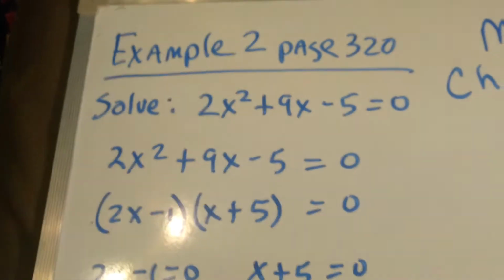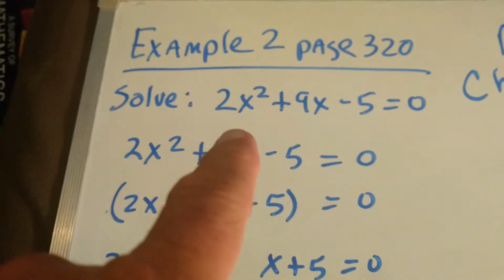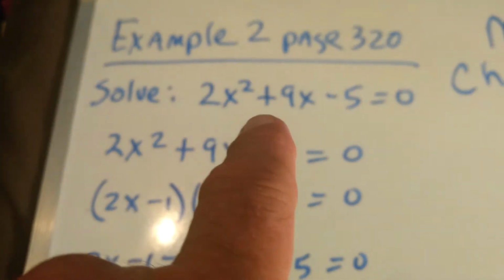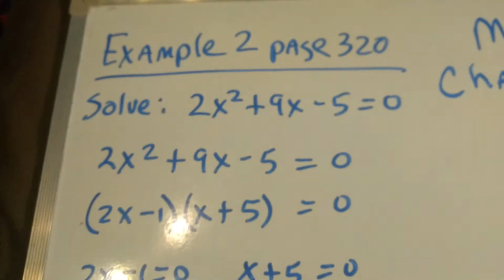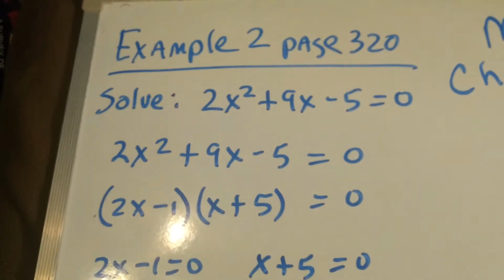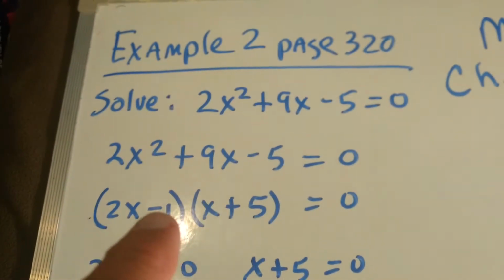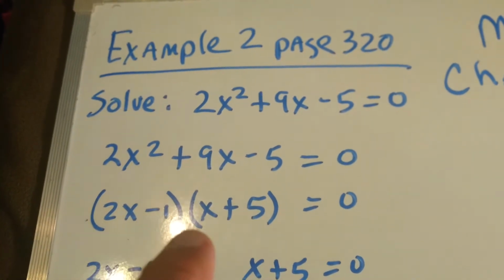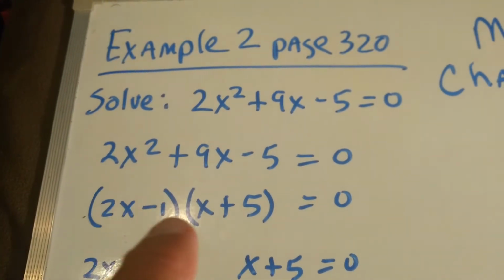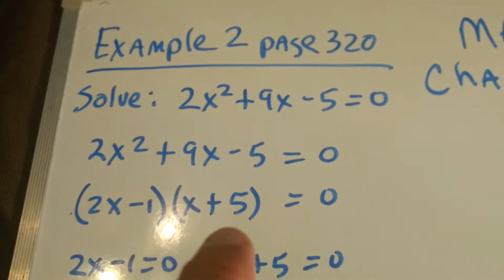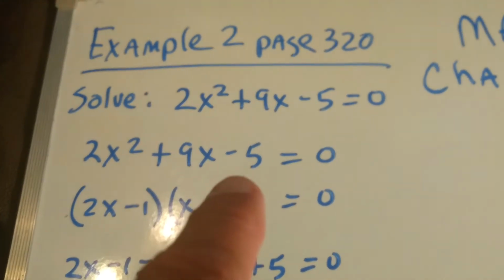This is example 2 on page 320. We have 2x squared plus 9x minus 5 equals 0. 2x squared plus 9x minus 5 is a trinomial, so we use the rules for trinomials. Because the last sign is a minus, we have opposite signs in the parentheses. We have 2x here and an x here. That gives us the 2x squared in the front. We have a 5 and a minus 1 here. That gives us a minus 5.